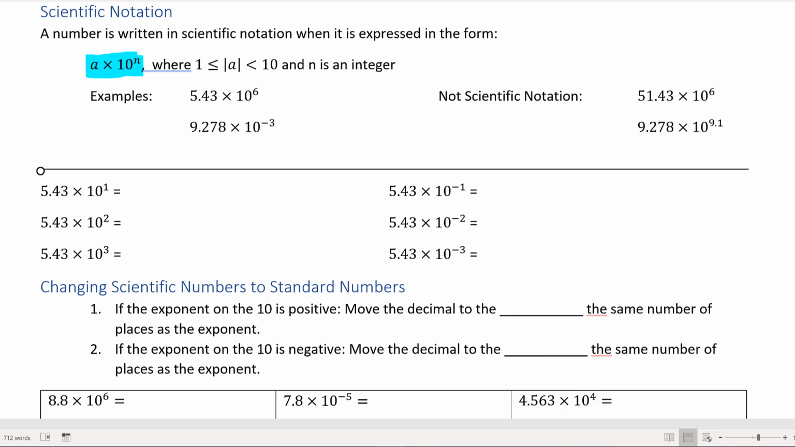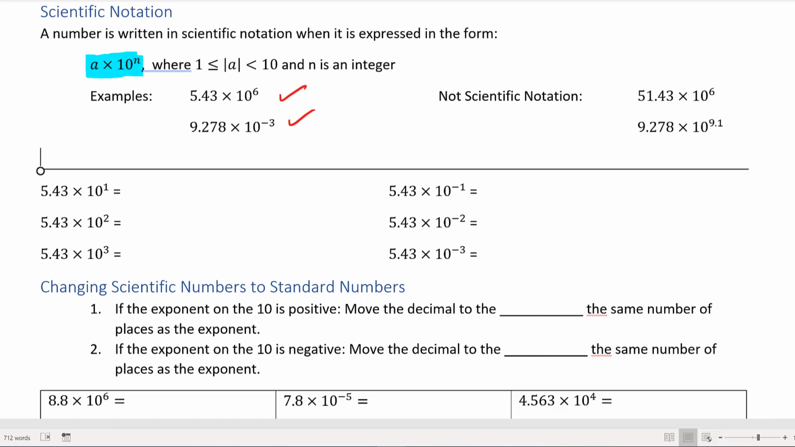5.43 times 10 to the 6. Notice that 6 is an integer and 5.43 is somewhere between 1 and 10. We can't have it any bigger than 10, otherwise we can always add another exponent to the times 10 to the exponent. 9.278 times 10 to the negative 3. Negative 3 is still an integer, and 9.278 is between 1 and 10. So these are both good examples of scientific notation.